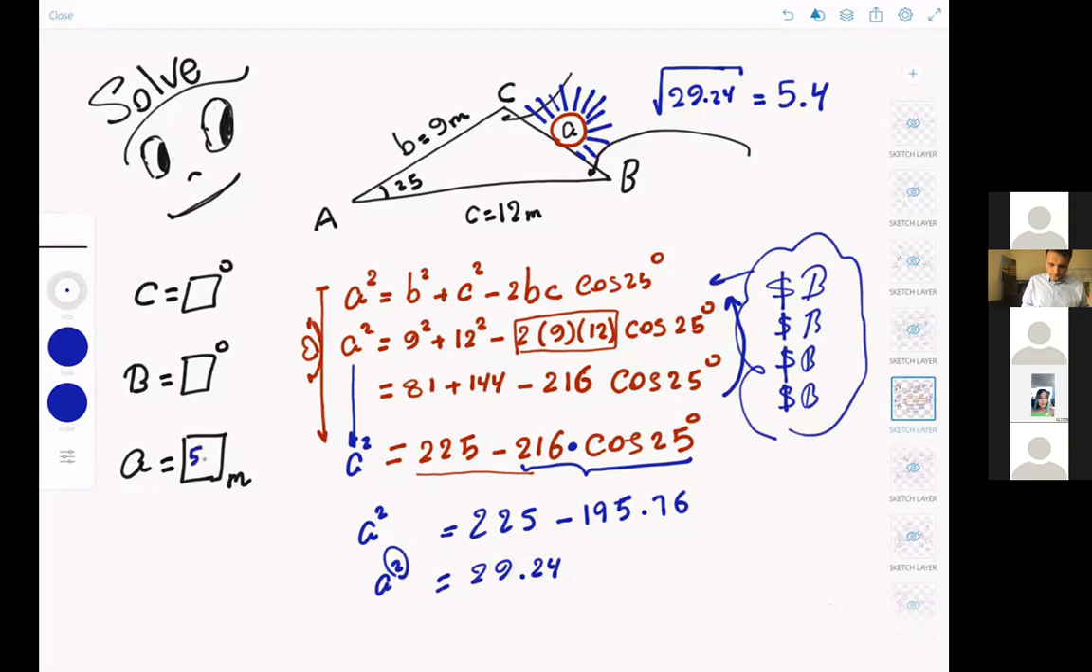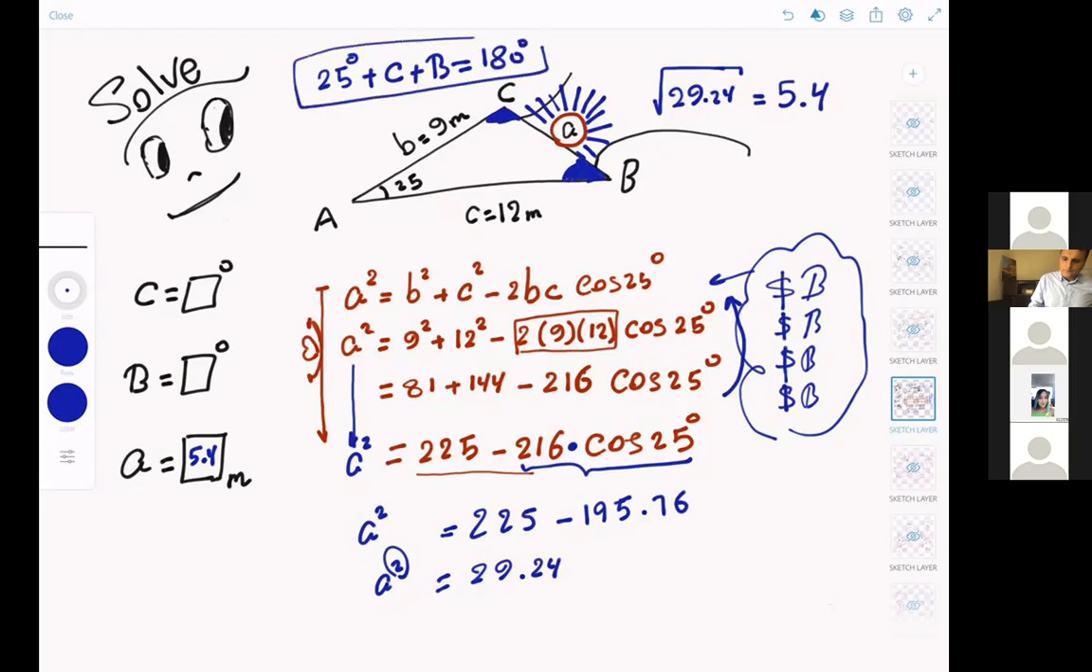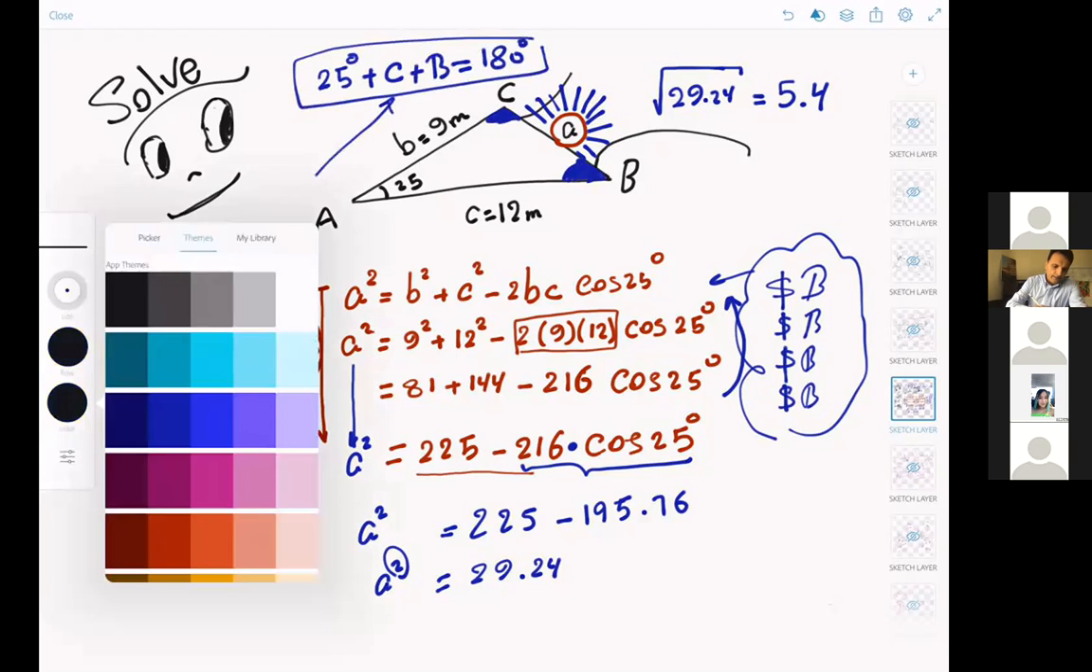Anyway, so how do we solve for C and B? This is 5.5. How do I get this measure now and this measure? Law of cosine. So now we're dealing with the measure. That means if you add 25 degrees plus C plus B, it should be 180 degrees. We have one equation but two unknowns, correct? So we cannot solve B and C. We need something else. How do we solve? Any hints for me?